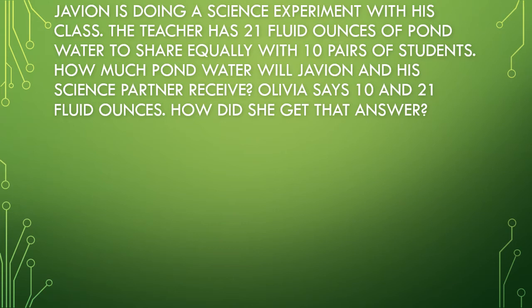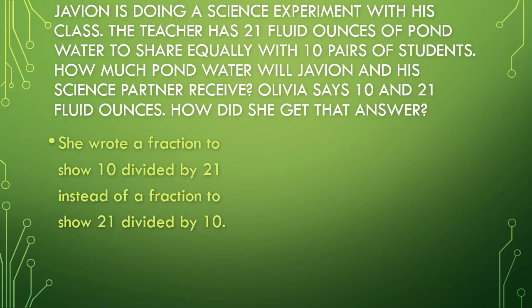Javian is doing a science experiment with his class. The teacher has 21 fluid ounces of pond water to share equally with 10 pairs of students. How much pond water will Javian and his science partner receive? Olivia says 10/21 fluid ounces. How did she get that answer? First off, Olivia wrote a fraction to show 10 divided by 21 instead of a fraction to show 21 divided by 10. Now let's figure out exactly how much Javian and his partner would get.